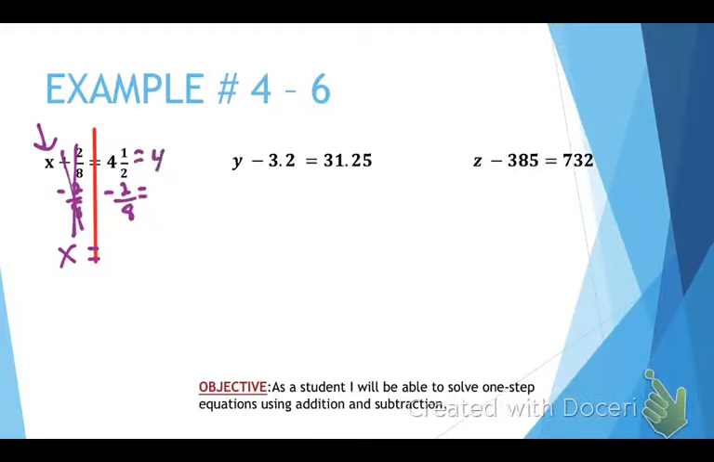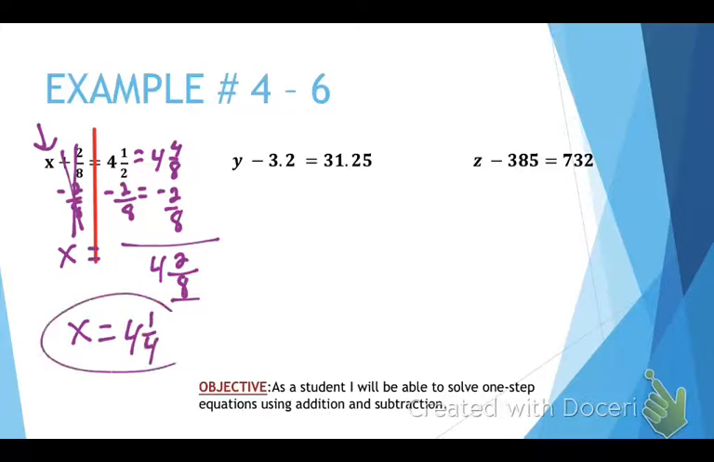4, and we have to get a common denominator. That would be 4/8 minus 2/8. 4/8 minus 2/8 is, well, 2/8. And 4 minus nothing is 4. All we need to do is make sure that we simplify our fraction, so x equals 4 1/4. And that's what our answer would be.